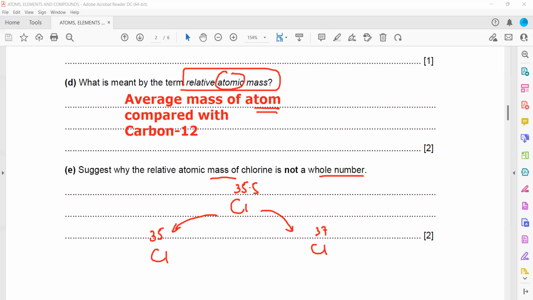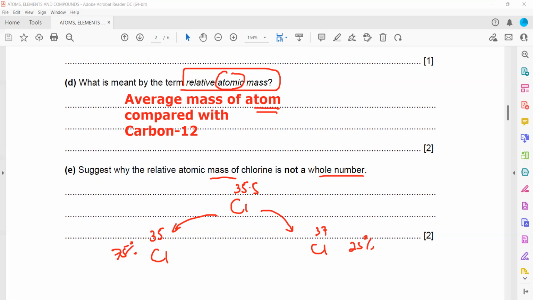So the answer here, we'll mention chlorine is having more than 1 isotope. Like there is not only chlorine 35, there is another atom of chlorine which is 37. Whenever you have isotopes and these percentages are not even, like this chlorine 35 is 75%. If you have 100 atoms, 75 atoms are chlorine 35, and 25 atoms are chlorine 37. So when you take an average mass of chlorine, why don't you get the whole number? What is the reason for that?